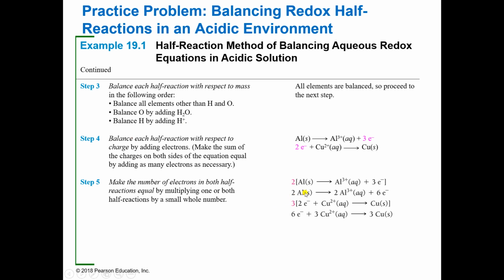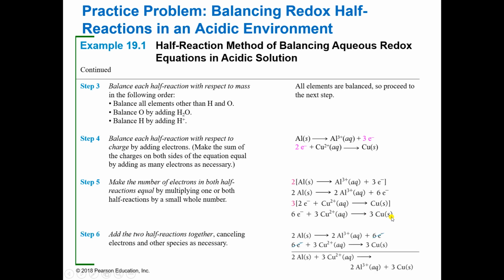So I get 2 aluminum 3 plus, 6 electrons, 6 electrons, plus 3 copper 2 pluses, yields 3 copper solids. Once I combine them together, the electrons cancel out. They are opposite the arrow, so they cancel out. And my net balanced chemical equation is as written. It's based on balancing the electrons, not randomly throwing coefficients in front of these.